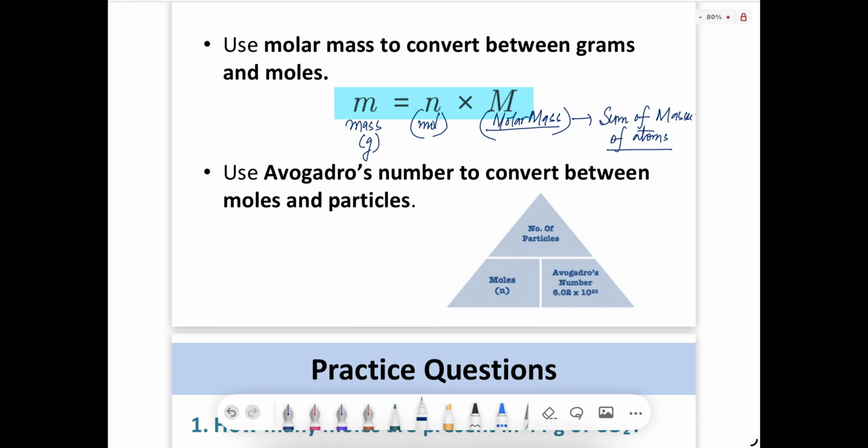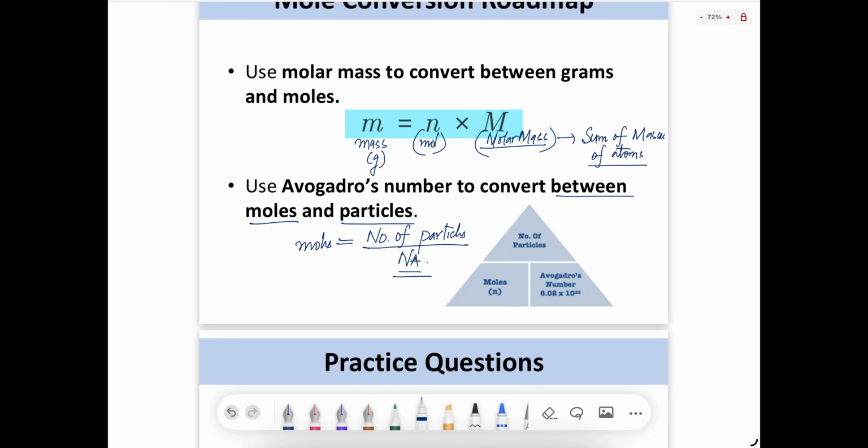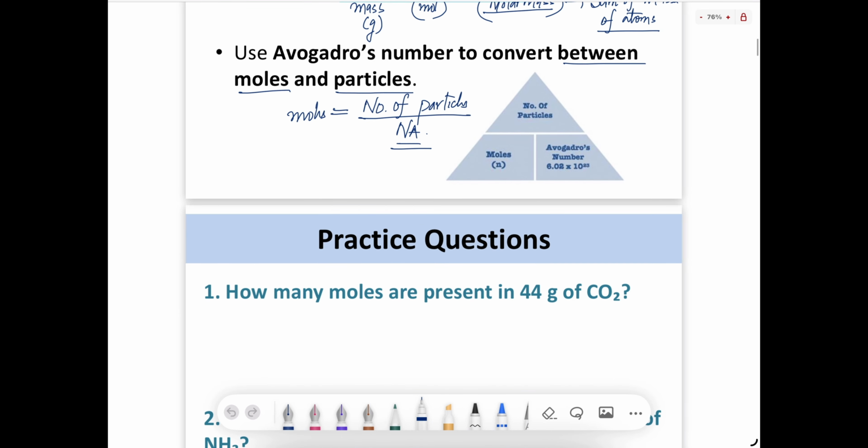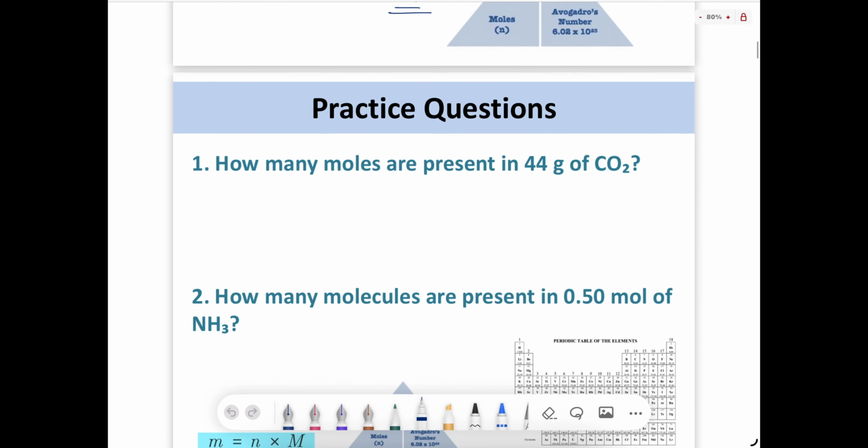And you can also use Avogadro's number to convert between moles and particles. All right, so you can have this relationship: the moles is equal to number of particles over Avogadro's number. So this is another formula. Now let's see some calculations so that we have a secure understanding of this concept.